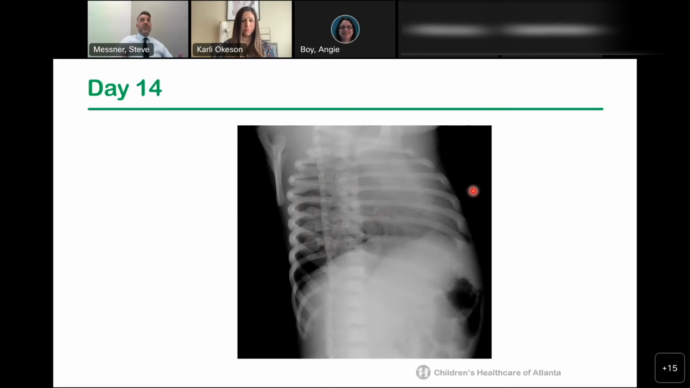So that's why it's really important that these infants come back and get the repeat skeletal survey, because without seeing this, it was still more of a suspicion of abuse. This really confirmed the diagnosis that this child had been a victim of physical abuse.